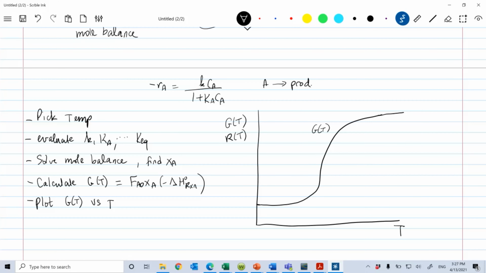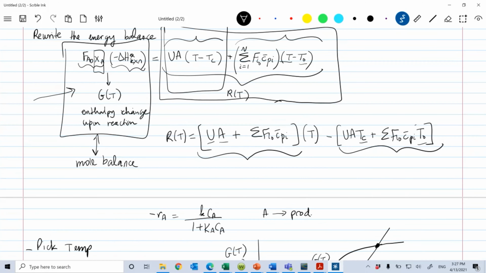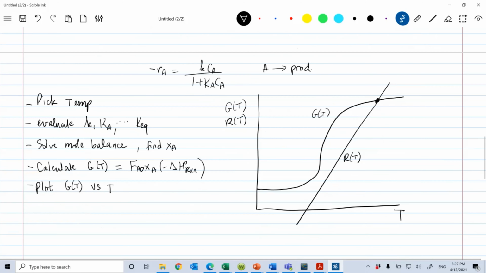That's really the reason. Now, if you plot your R of T, you're going to get a straight line. This is your R of T. Now, the operating temperature of your reactor is going to be where they intersect, because obviously the equation is G of T equals R of T. So this is going to be your operating temperature.